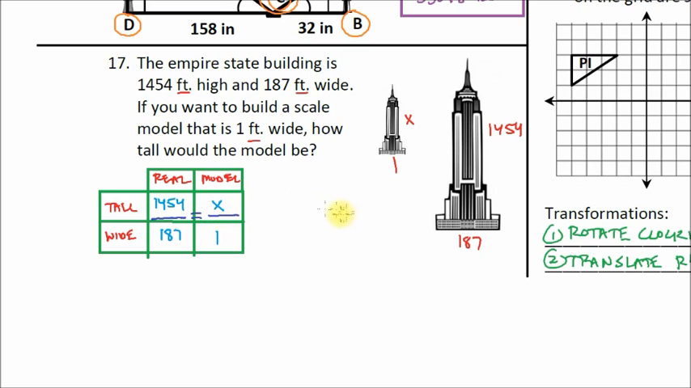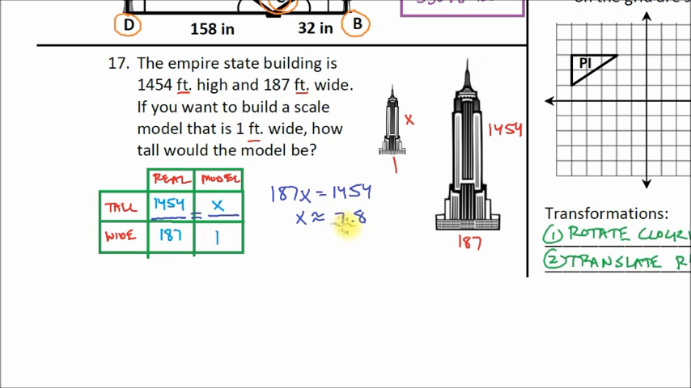Put an equal sign right here. So I've got 1,454 over 187 equals x over 1. Let's cross multiply. X times 187 is 187x. 1,454 times 1 is 1,454. Divide both sides by 187, and you're going to get approximately 7.8, and that's our unknown height.